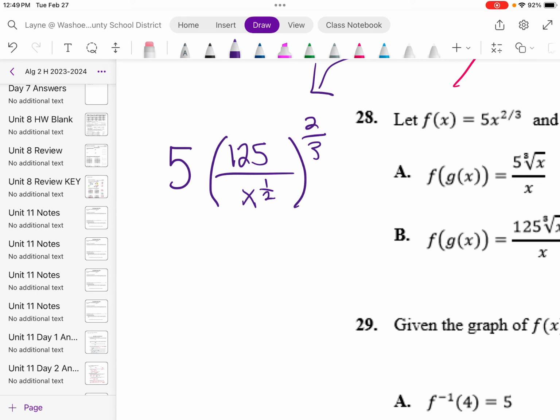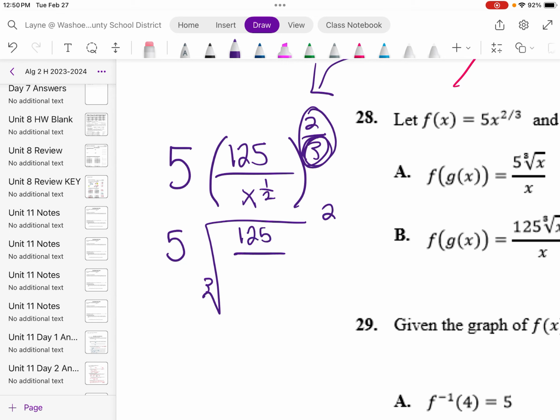So trying to think, the easiest thing might be to rewrite this in radical form. So this will be 5. I just mean the outside in radical form. So this will be cube root, because the 3 is on the bottom. So cube root, and then the squared will be on the outside, 125, and then it'll be x to the 1/2.